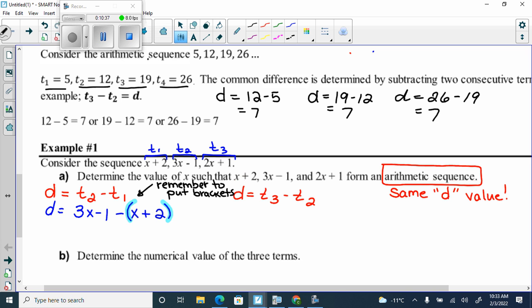Okay, we're going to distribute that minus sign through, which means it changes both things. So we get d equals 3x minus 1 minus x minus 2, and then I can collect like terms. So I'm going to get 3x minus x, which is 2x, and then minus 1 minus 2, which is minus 3. So currently that's what I have d equal to, which isn't like a 4 or a 7 or a 9, which is really nice, but it's still d, right?